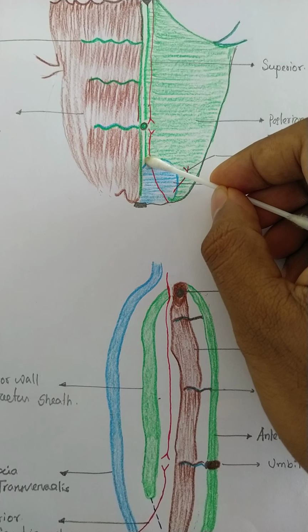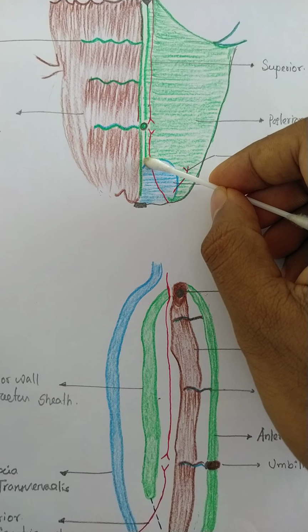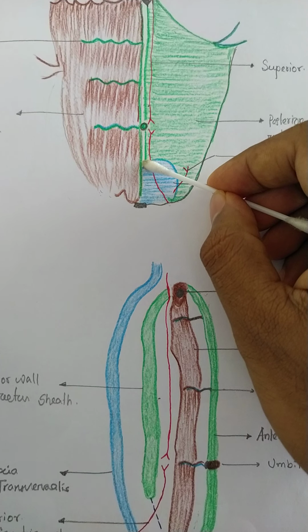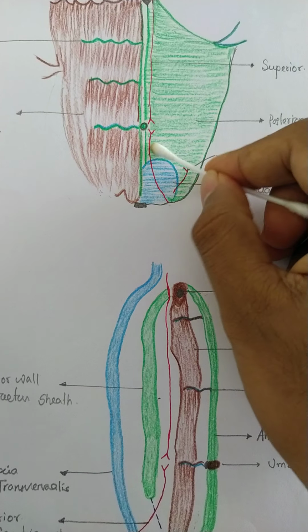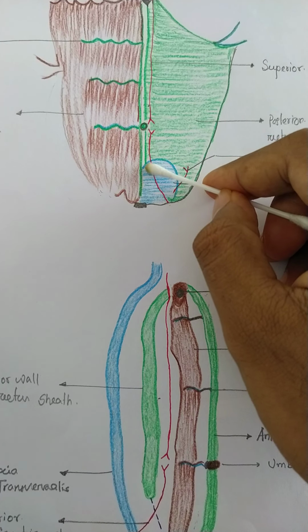So the inferior epigastric artery is present in the extraperitoneal tissue and fascia transversalis. In which two layers is it present? That is extraperitoneal tissue and the fascia transversalis. Okay, so it is present between layers 7 and 6. Layer number 7 is extraperitoneal tissue, layer number 6 is fascia transversalis. So the inferior epigastric artery is present between fascia transversalis and extraperitoneal tissue.